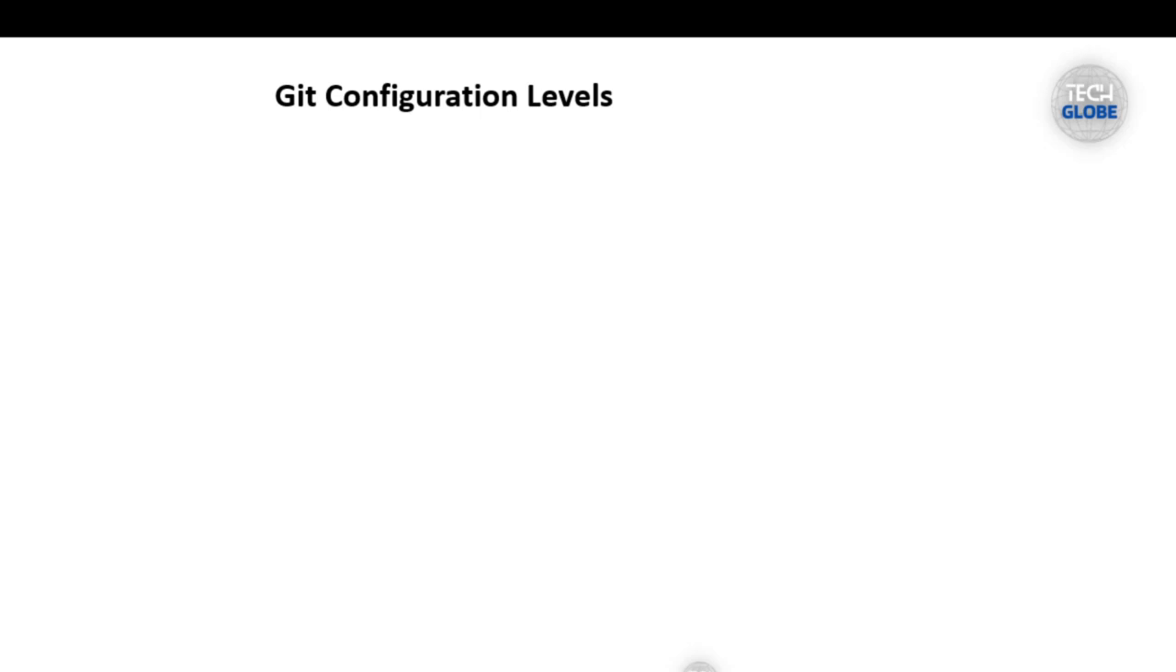So okay, let's look at a concept: git configuration levels. Basically, in Git, there are 3 configuration levels. One of them is the system level. You use the command git config --system. It's basically the first level for configuration.